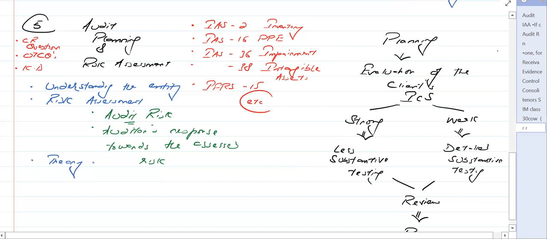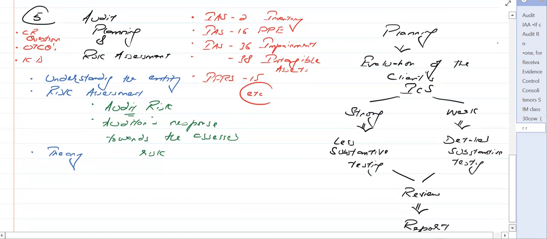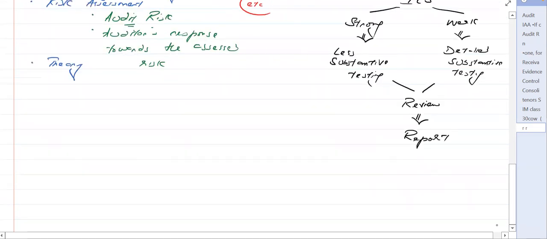in this particular chapter. So understanding the entity, risk assessment, and then the audit risk and the auditor response, one of the main areas of this paper. So you can expect 20 to 24 marks from this area of the exam. So, saying 25% at least of the exam.